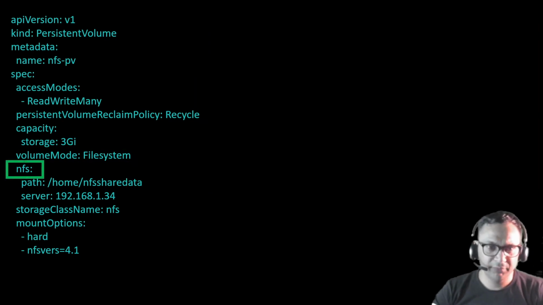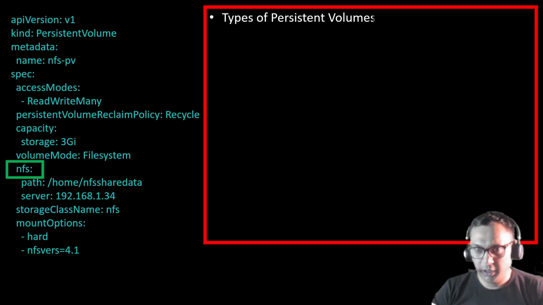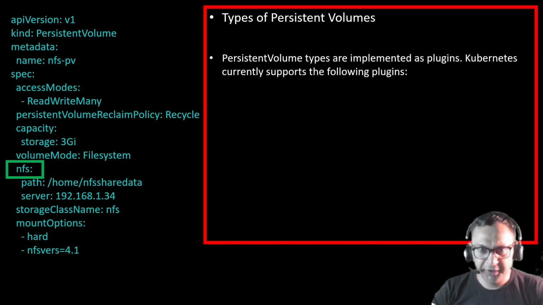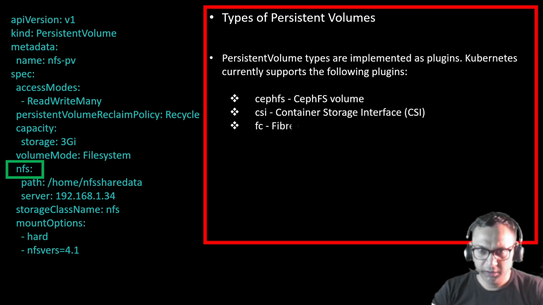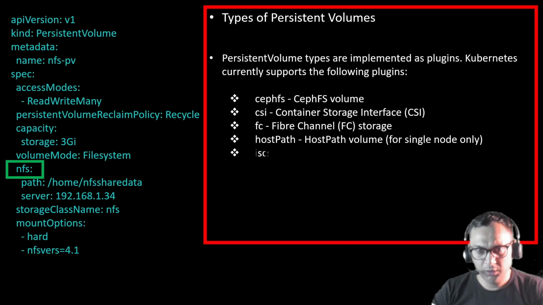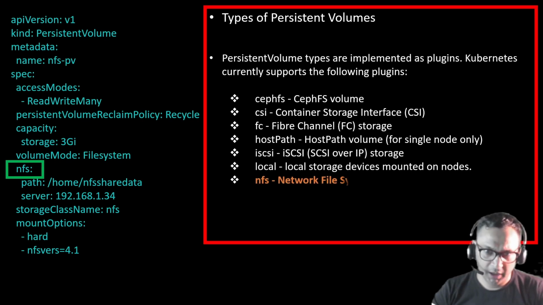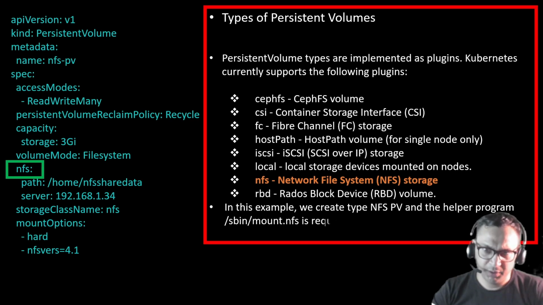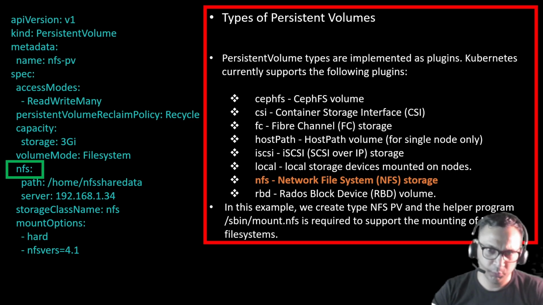So next is NFS, a type of persistent volume. Persistent volume types are implemented as plugins. Kubernetes supports the following plugins: Ceph, CSI (Container Storage Interface), FC (Fibre Channel), hostPath, iSCSI, Local, NFS, RBD. In this example, we create a type NFS PV, and the helper program for mounting NFS is required to support the mounting of the NFS file system.